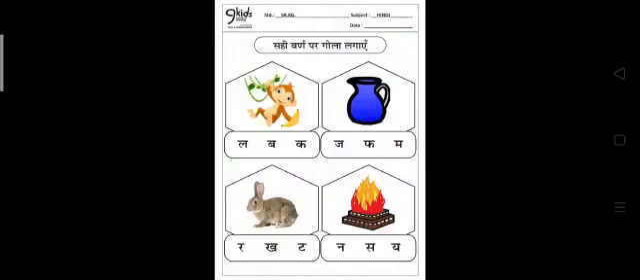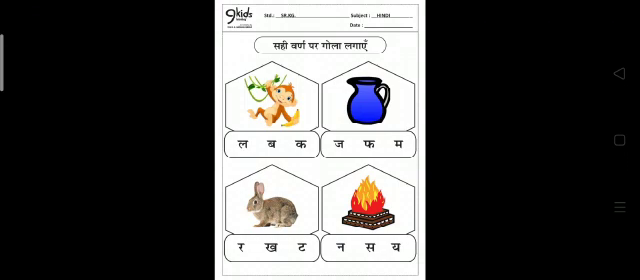Now we will do worksheets related to Vyanjan. First worksheet is सही वर्ण पर गोला लगाएं. We have to see the picture, recognize it and circle the first letter of that picture.